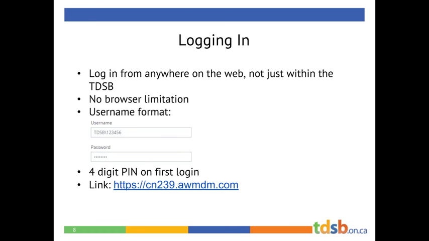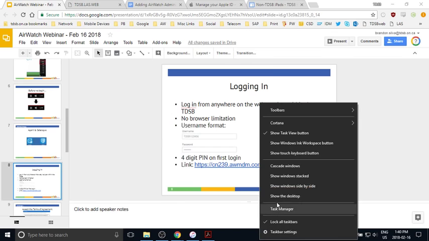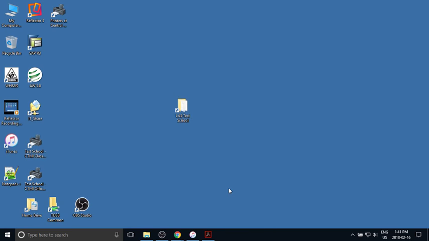There is a username format. The reason I put that there, I'll show you in just a bit. And also there is a 4-digit PIN on first login. So when you first sign in. So the link is right here. https://cn239. That's a mouthful, so we don't expect you to remember that. There's actually a shortcut in the school shared folder.